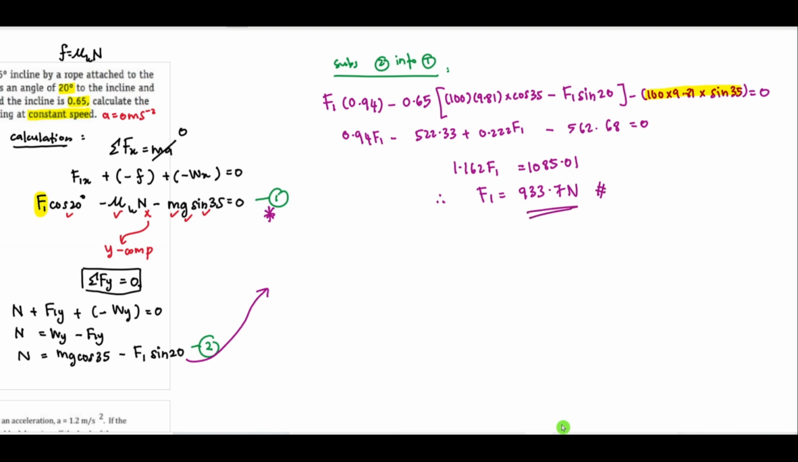Okay, so kita akan dapat jawapan. Jadi inilah jawapannya untuk F1, daripada lelaki tadi yang menarik kotak tersebut. So, kira satu-satu, substitute satu-satu, cuma jangan careless dan pastikan free body diagram anda betul. Okay, so finish question number 1. Let's proceed to question number 2.